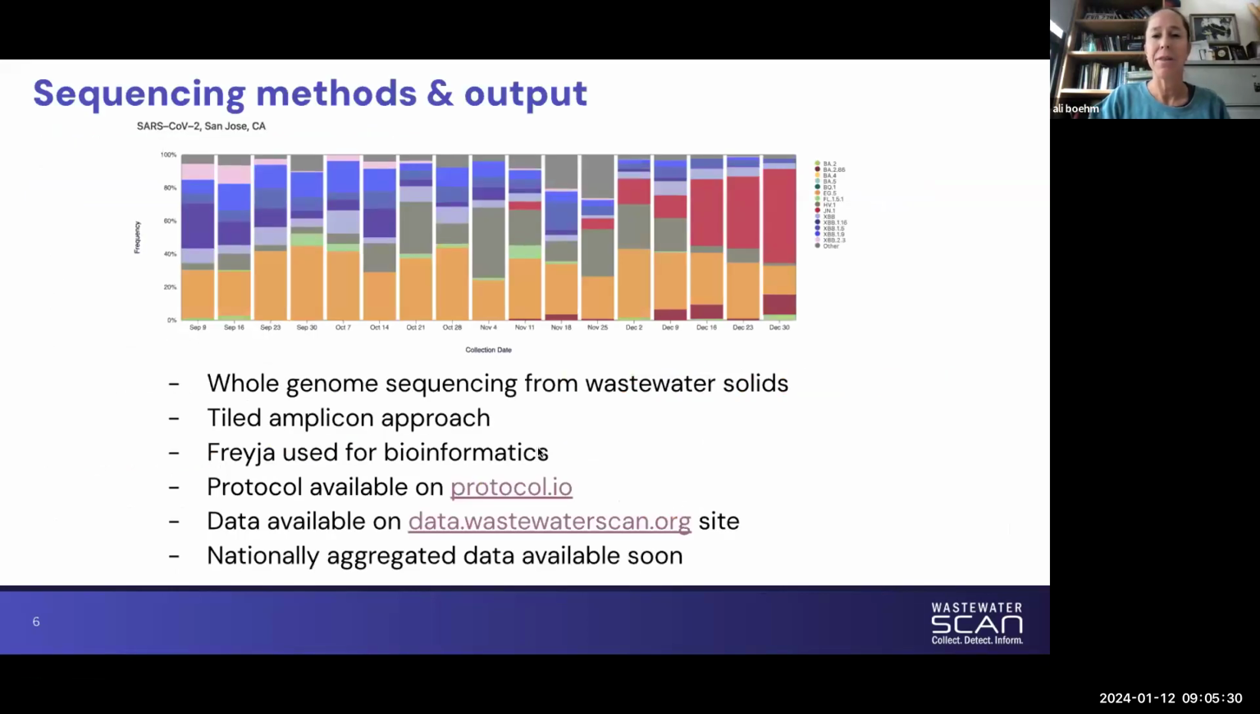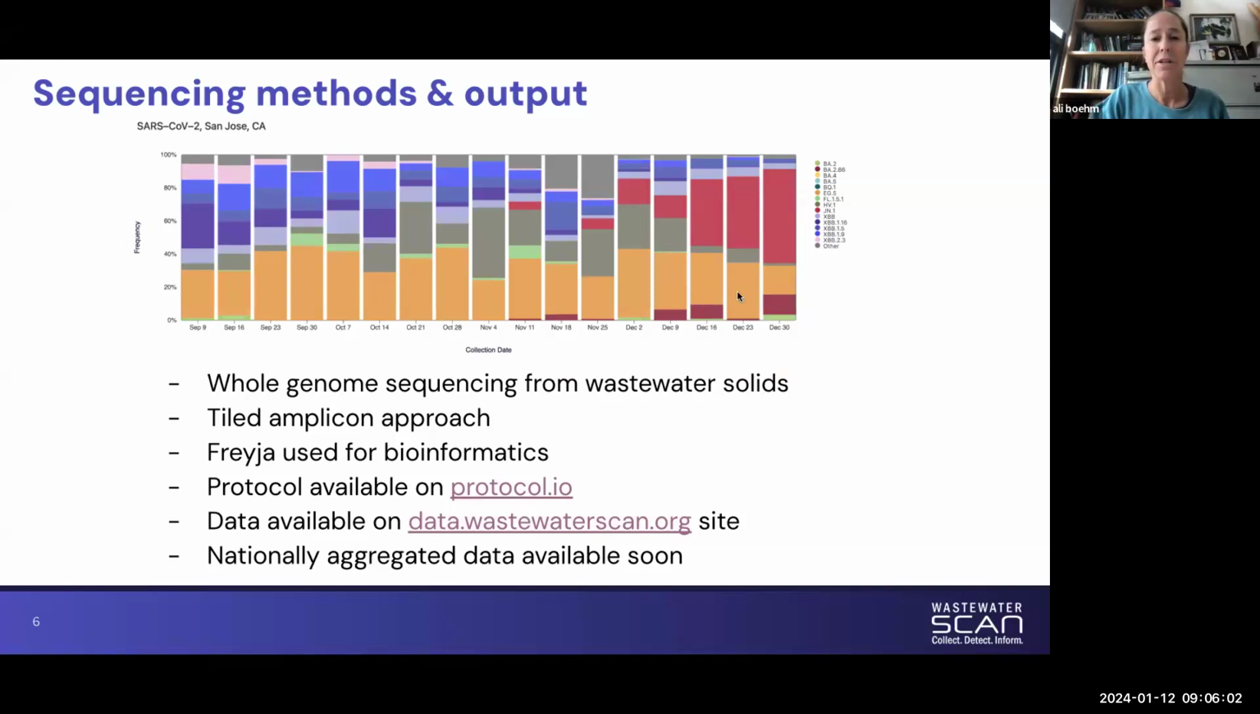The sequencing methods that we're using are whole genome sequencing from nucleic acids from wastewater solids. We're using the tiled amplicon approach, which is quite commonly used for this. And we're using the Freyja pipeline for bioinformatics. We have our protocol on protocols.io, and data are now available on the WastewaterSCAN site. And soon we'll be showing nationally aggregated sequencing data.